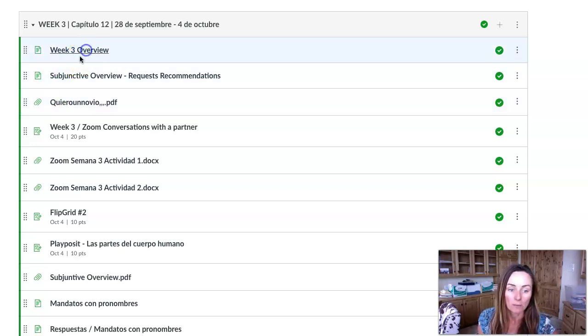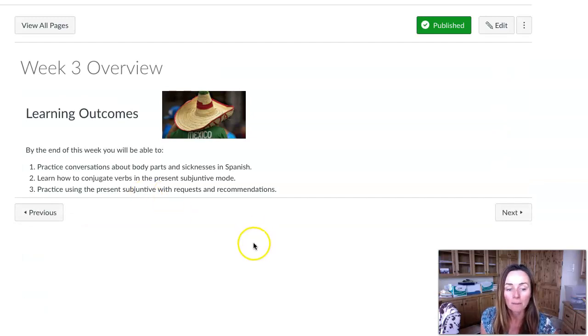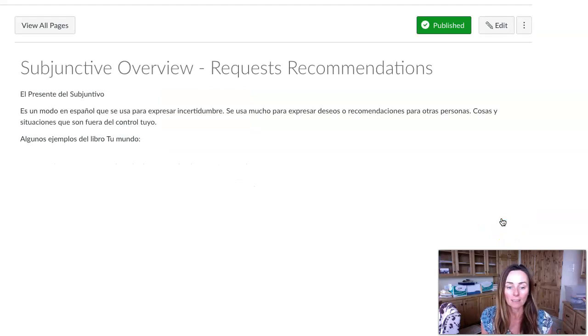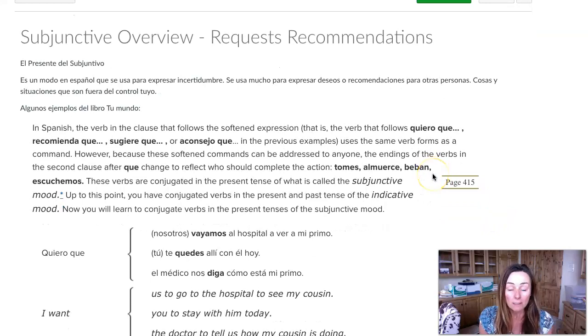So you see here, week 3 overview. Dice la misma cosa, pero en inglés, ¿no? Cosas que debes de estar haciendo. Y aquí está la información o el contenido. So tenemos subjunctive overview, requests, recommendations, y también desires and wants. So this is just essentially a screenshot from your textbook so you can see a couple things that I wanted to highlight on the subjunctive.